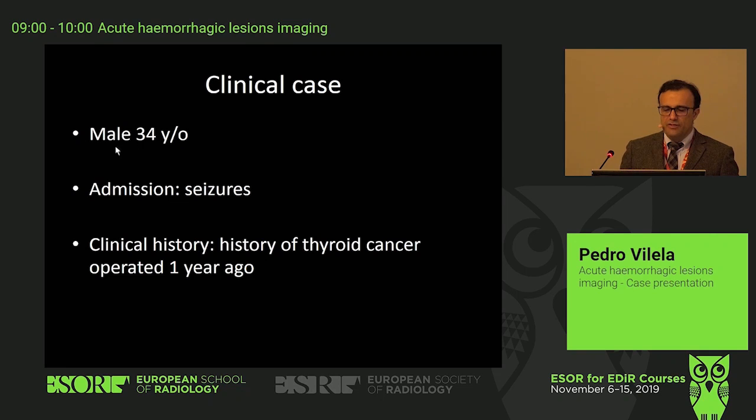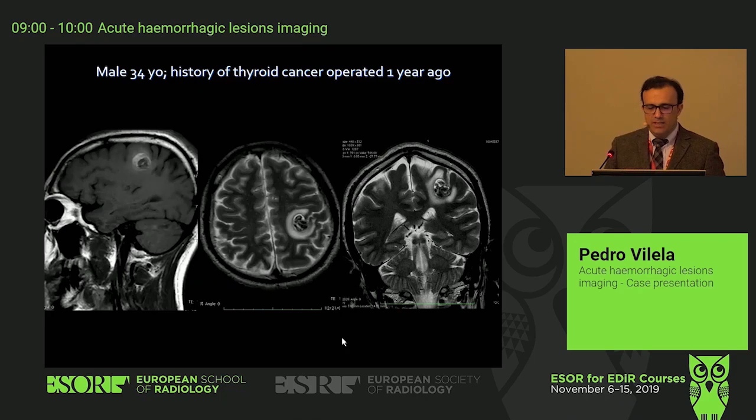Okay, 34 years old, male, with seizures presentation, had a history of thyroid cancer that was operated 1 year ago. And this is the clinical presentation, and this is the MR. So you have the T1 and the T2 images. You have to move fast to see more cases. Almost running out of time.